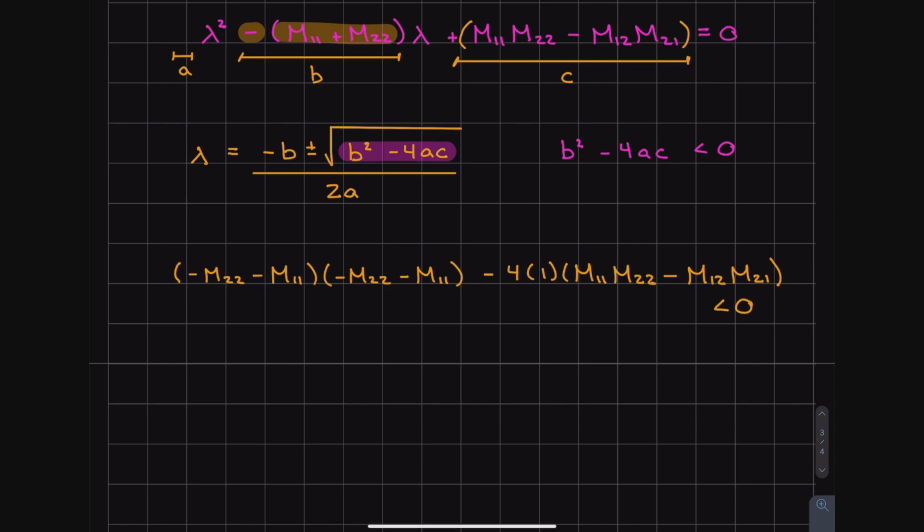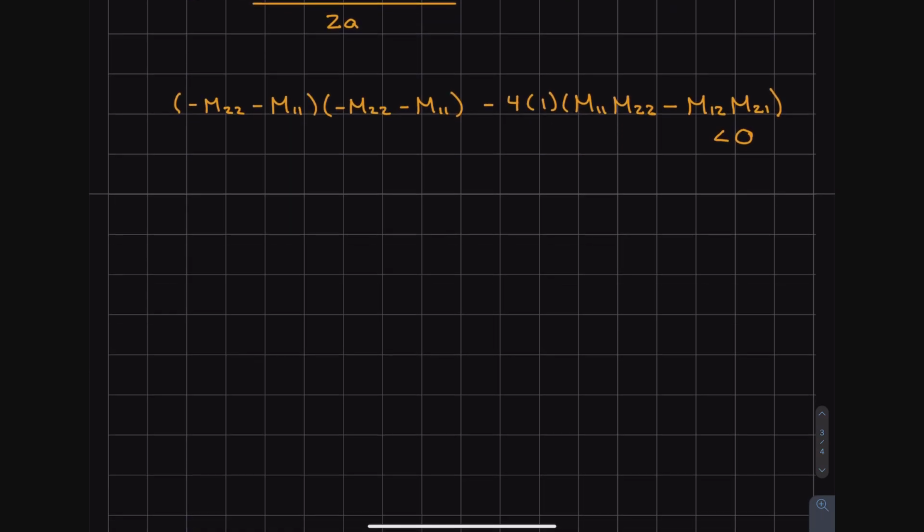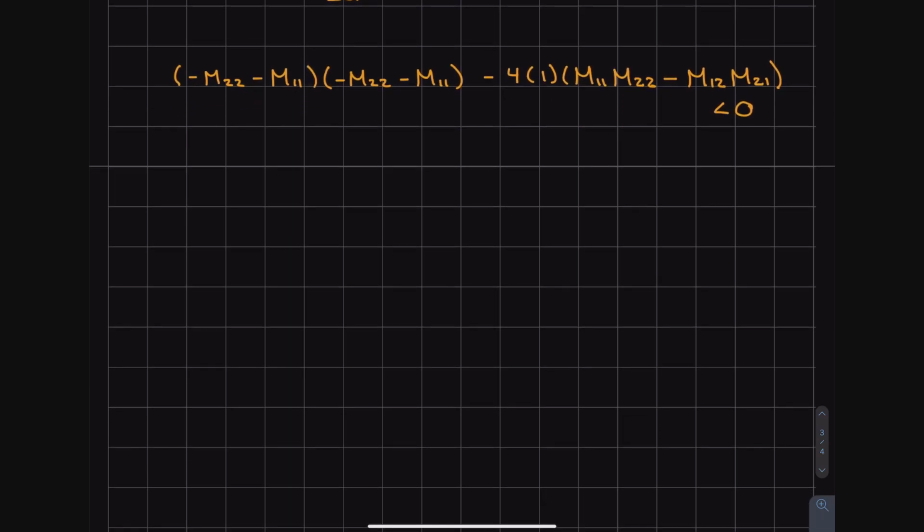So I'm just going to do a quick little simplification. And what you end up with is m11 squared plus m22 squared, and then minus 2 m11 m22, and then plus 4 m12 m21, and all this has to be less than 0.